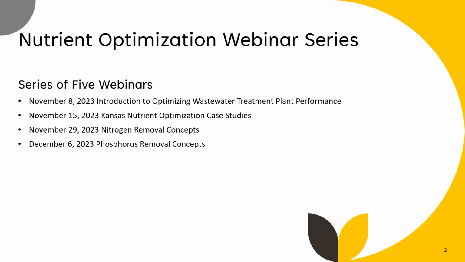December 6th, we'll be talking about phosphorus removal concepts. So kind of the same idea as the nitrogen class, just focused on phosphorus, both from a perspective of biological, and we'll also talk about chemical phosphorus removal. Phosphorus is a little different than nitrogen in that there are some chemical removal options out there if your plant cannot do it biologically. And then the final webinar of the series on December 13th is a review of the previous 4 webinars.